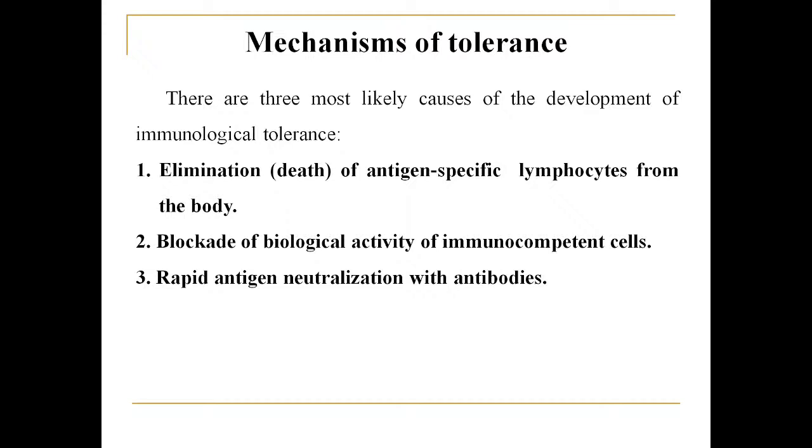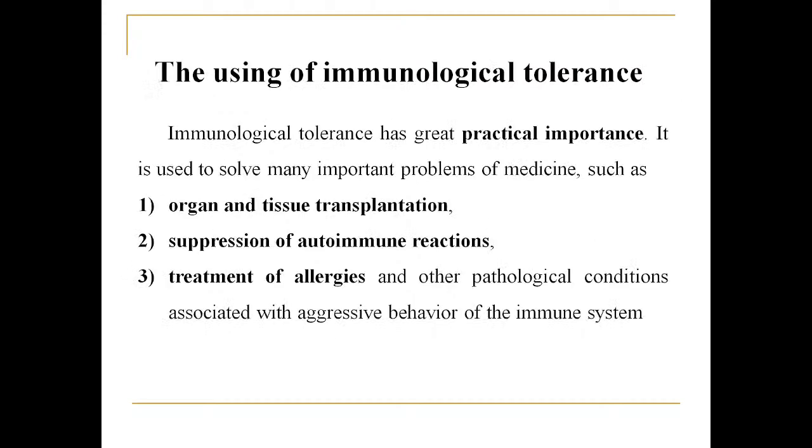Mechanisms of tolerance. There are three most likely causes of the development of immunological tolerance. The first one is elimination or death of antigen-specific lymphocytes from the body. The second one is blockade of biological activity of immune-competent cells. And the third one is rapid antigen neutralization with antibodies.